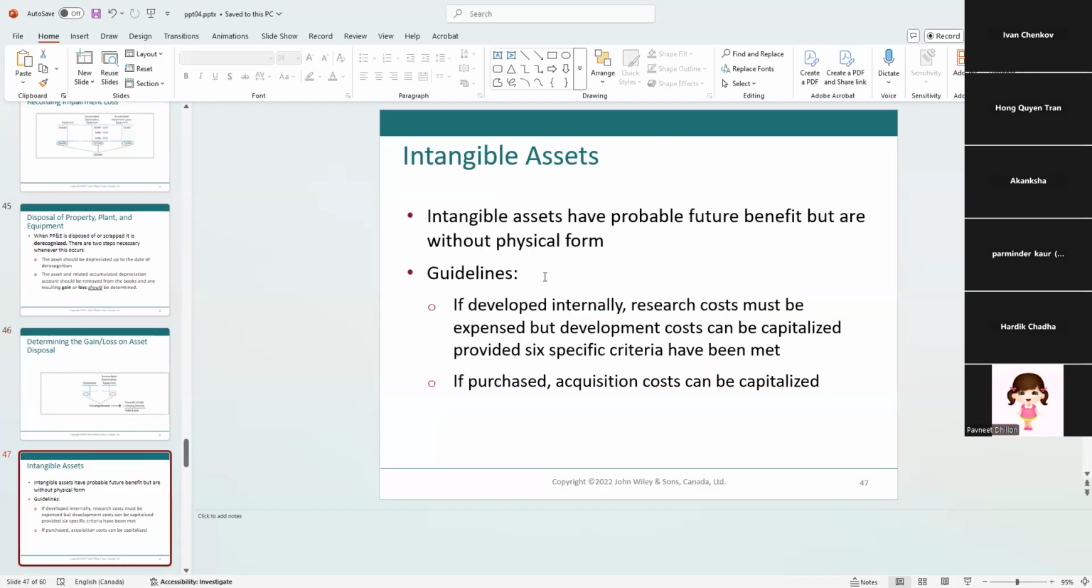Intangible assets. Intangible assets are assets which don't have a physical appearance.